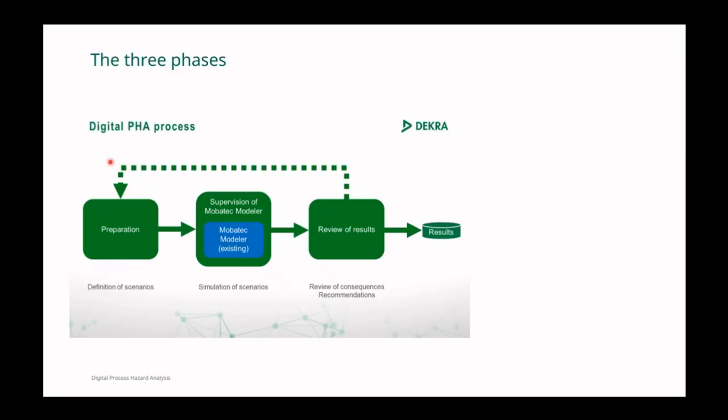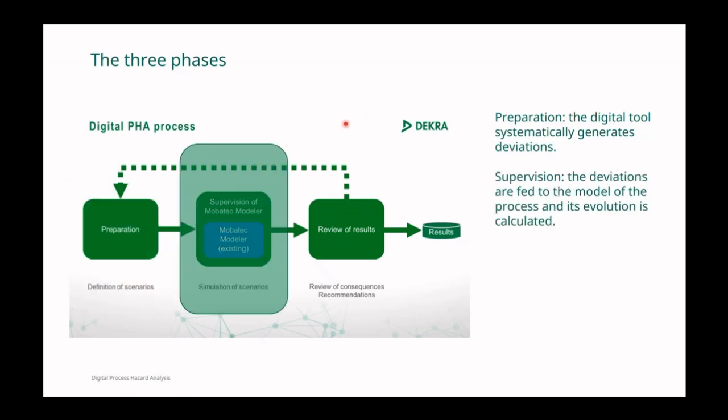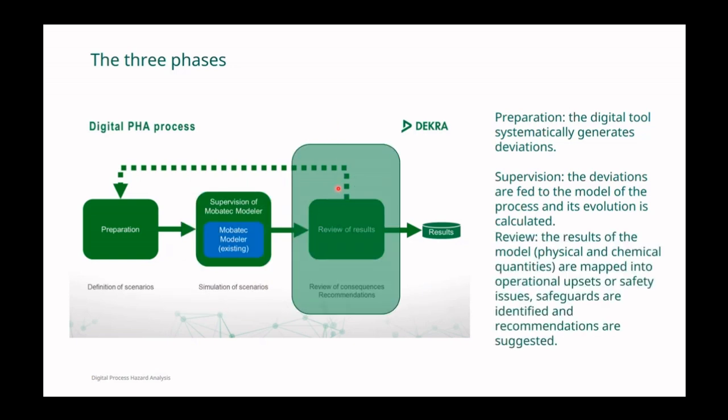Just as a reminder, Digital PHA operates in 3 different phases. In the first phase, definition of scenarios, the digital tool looks at the model and generates systematically all possible deviations. In the second step or supervision step, the deviations are fed one at a time into the model for processing, and the evolution of the plant is calculated by the model. In the third step, or review step, the results of the model are analyzed by Digital PHA and pressures, temperatures, compositions, levels and so on are mapped into final consequences and risk assessment. The software also identifies safeguards, and even tries to recommend some additional actions.